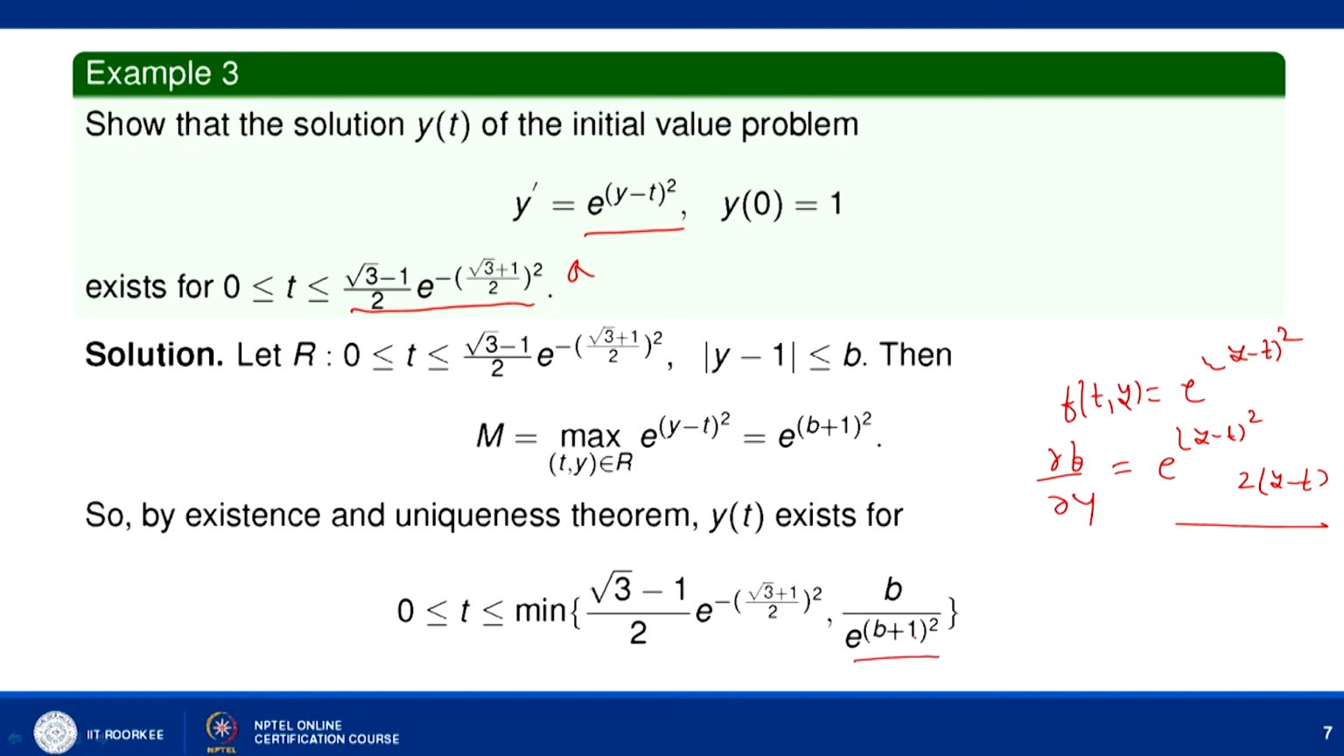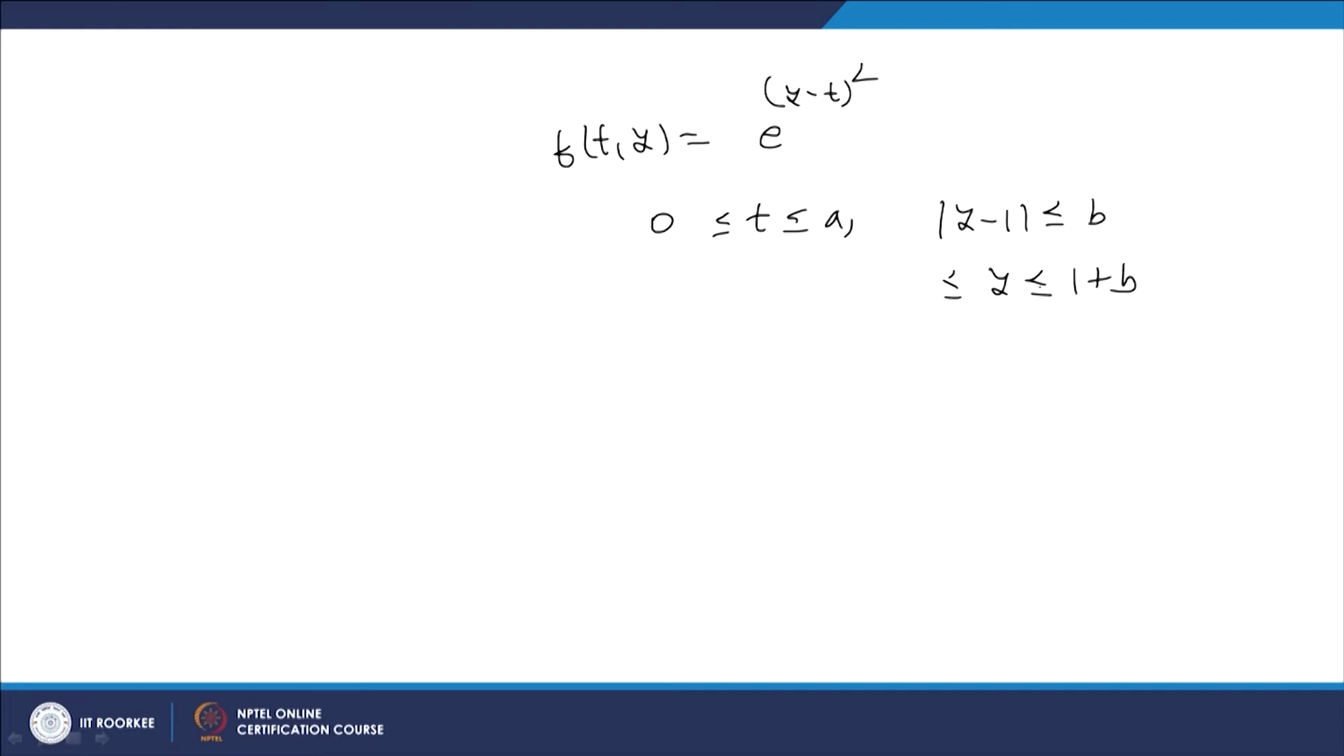So, you can easily check how to find this maximum value, e to the power (b plus 1) whole square. If you look at here, your f(t,y) is what? f(t,y) is e to the power (y minus t) whole square, and here your t is given as t greater than or equal to 0 up to some a, where we have already defined what a is, and |y minus 1| less than or equal to b. So, we have already seen that this implies that y is between 1 minus b and 1 plus b. So, we can write minus t, I can write minus a less than or equal to minus t less than or equal to 0.